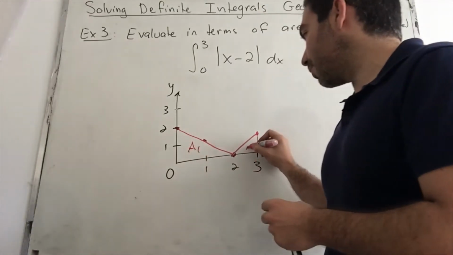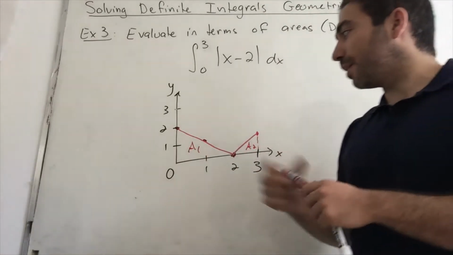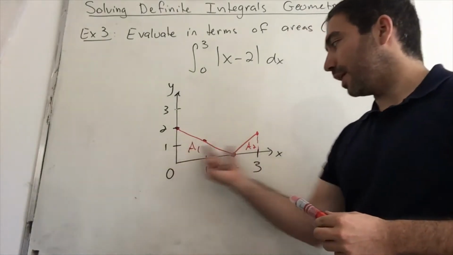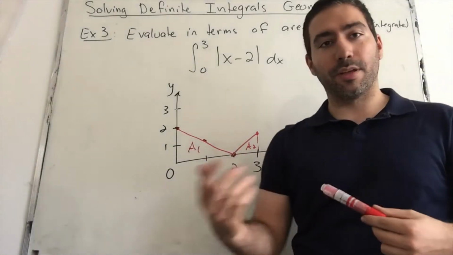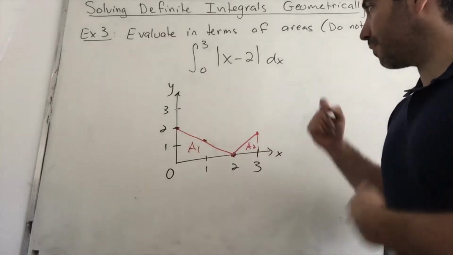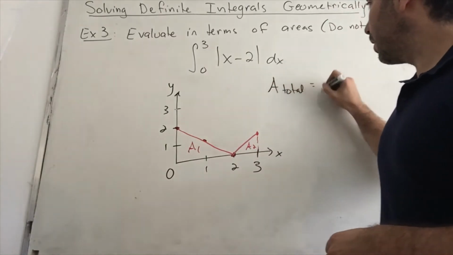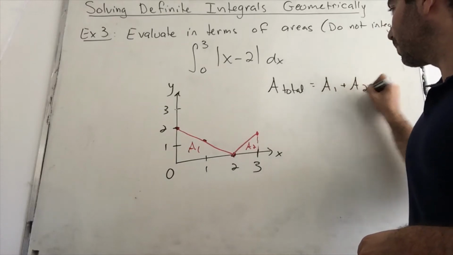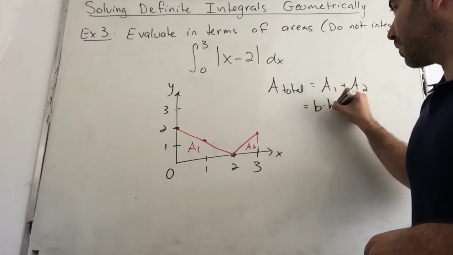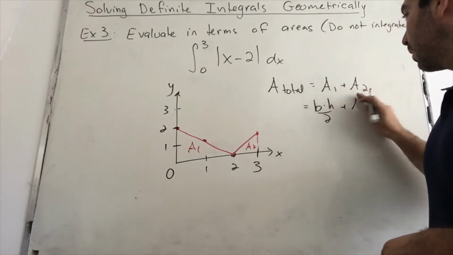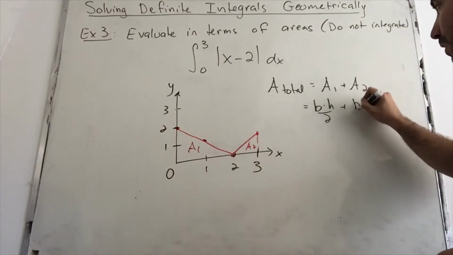So again, it splits up into 2 regions. We have area 1, area 2. And now we could go find the total area by considering the area of each shape. And again, we're dealing with triangles. So let's go ahead and find it. So I'm going to do it in one shot. Area total, AT, is equal to A1 plus A2. Area 1 is base times height divided by 2, plus area 2 is also a triangle, so it's base times height divided by 2.